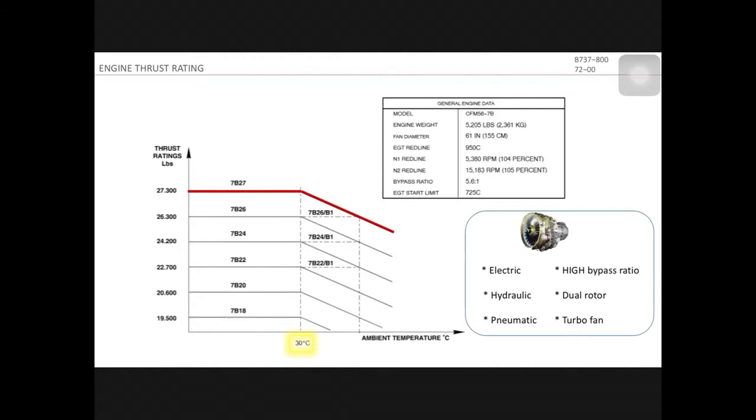Six thrust ratings: 19,000, 20,000, 22,000, 24,000, 26,000, and 27,000 pounds thrust. A limited number of the 6 engine thrust rating configurations are applicable to the 737 model. The different engine thrust ratings are based upon the airplane weight and the elevator rudder control limits.